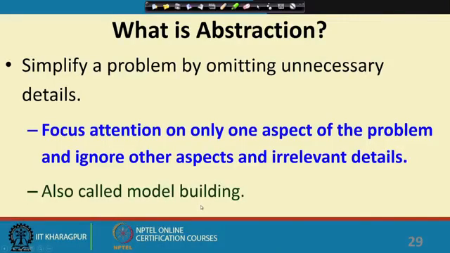For every problem we can construct an abstraction. The abstraction is also called model building. If we create a model, we concentrate on some aspect and ignore the rest. So, model building is the same as abstraction, and this is an important technique in software engineering, because we want to build models of everything: requirements, design, code, etc., and that is one way to tackle complexity.